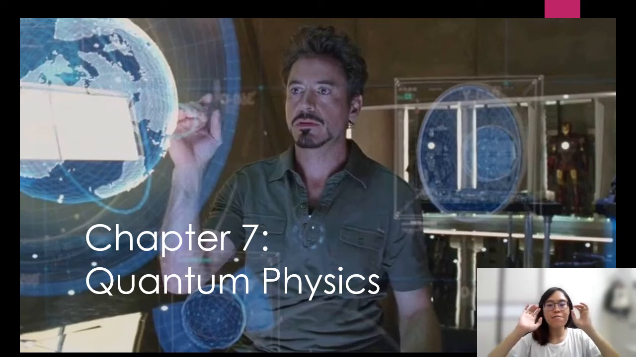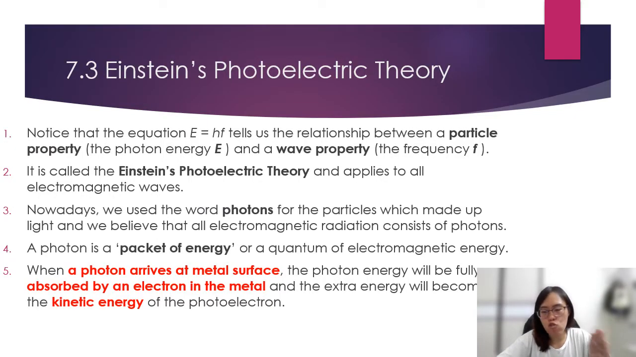OK, hi. Today we are going to learn the third subtopic of Chapter 7, what we call Einstein's photoelectric theory. This Einstein photoelectric theory is a continuation of the photoelectric effect.